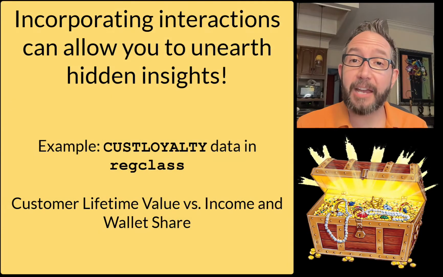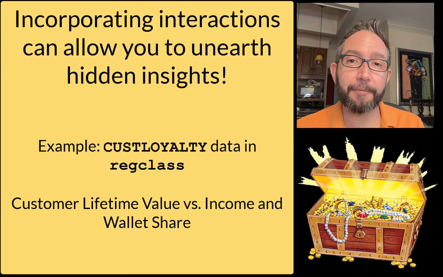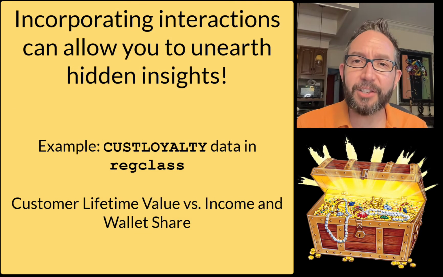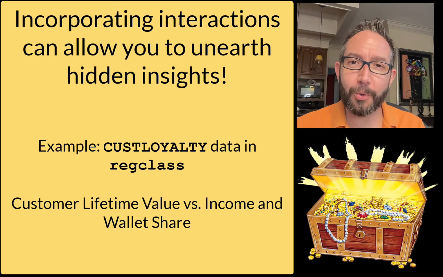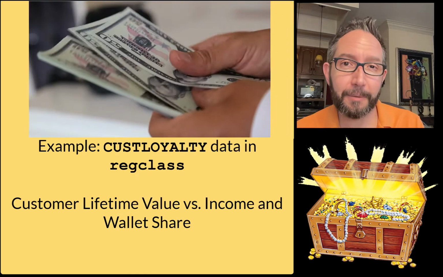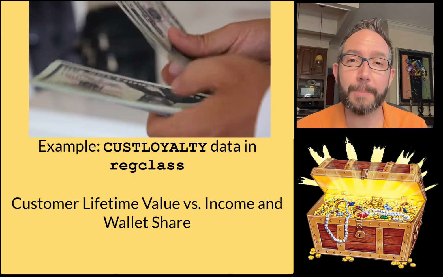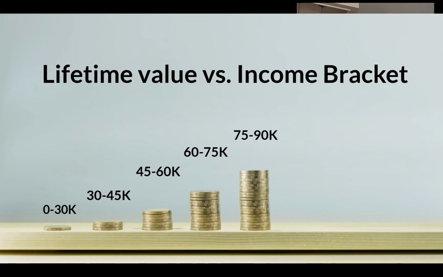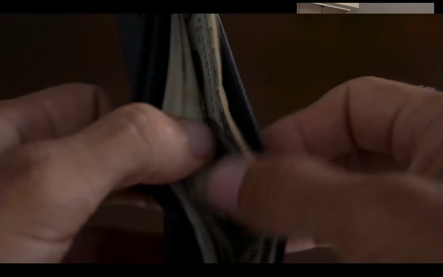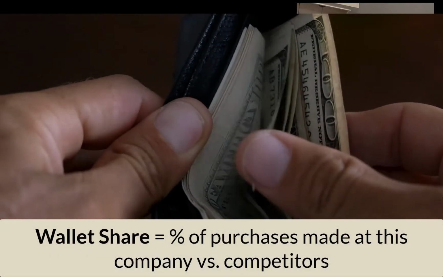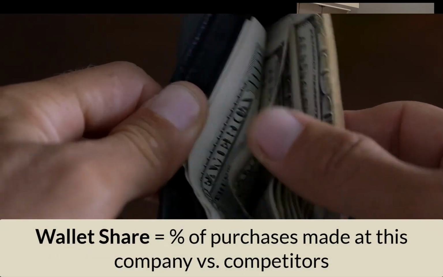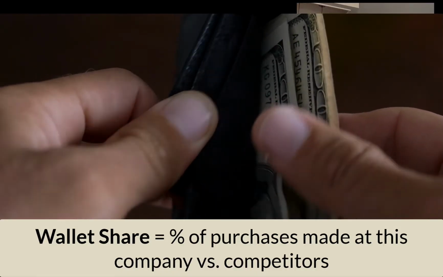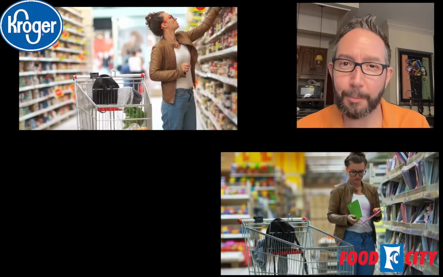Now, as a final example, let's load up the customer loyalty dataset from Reg class. What I'd like to do is study the relationship between the lifetime value of a customer, the total amount of money that customer has spent with that company, and their income bracket. Are they between 0 and 30,000 per year, 30 to 45,000 per year, et cetera, and also the wallet share of that customer. So the wallet share is simply the percentage of purchases that the customer makes at that company versus the competitors for similar products here.